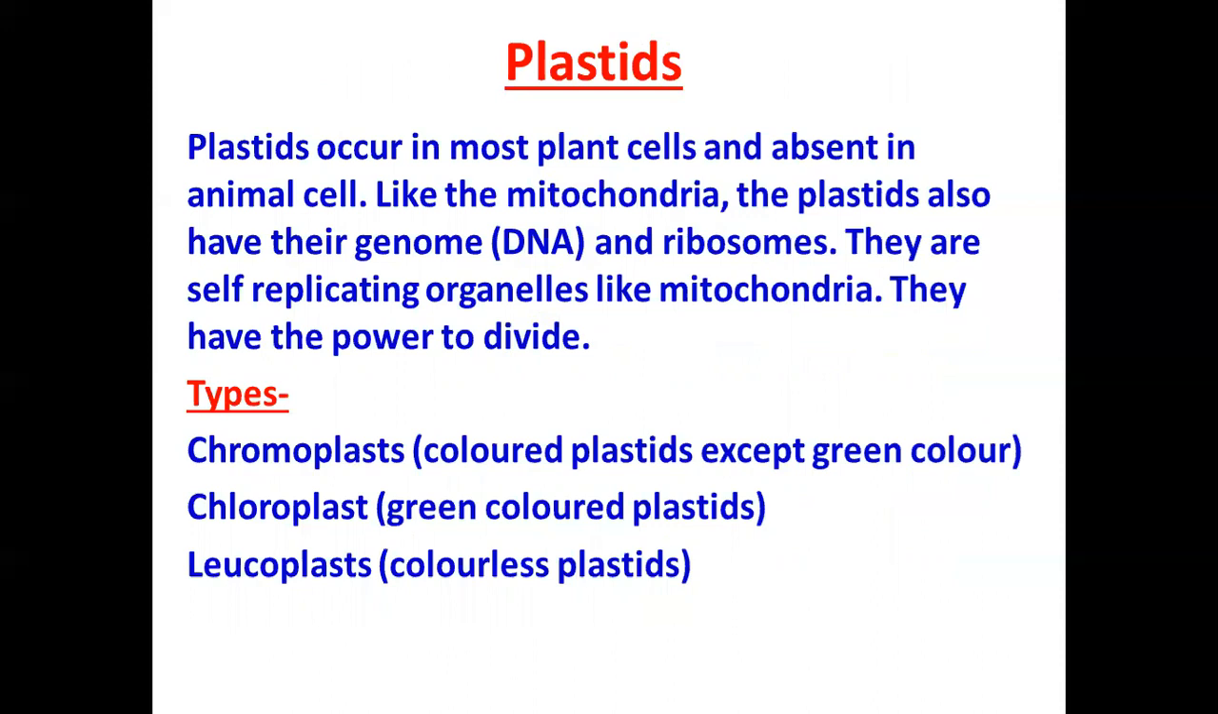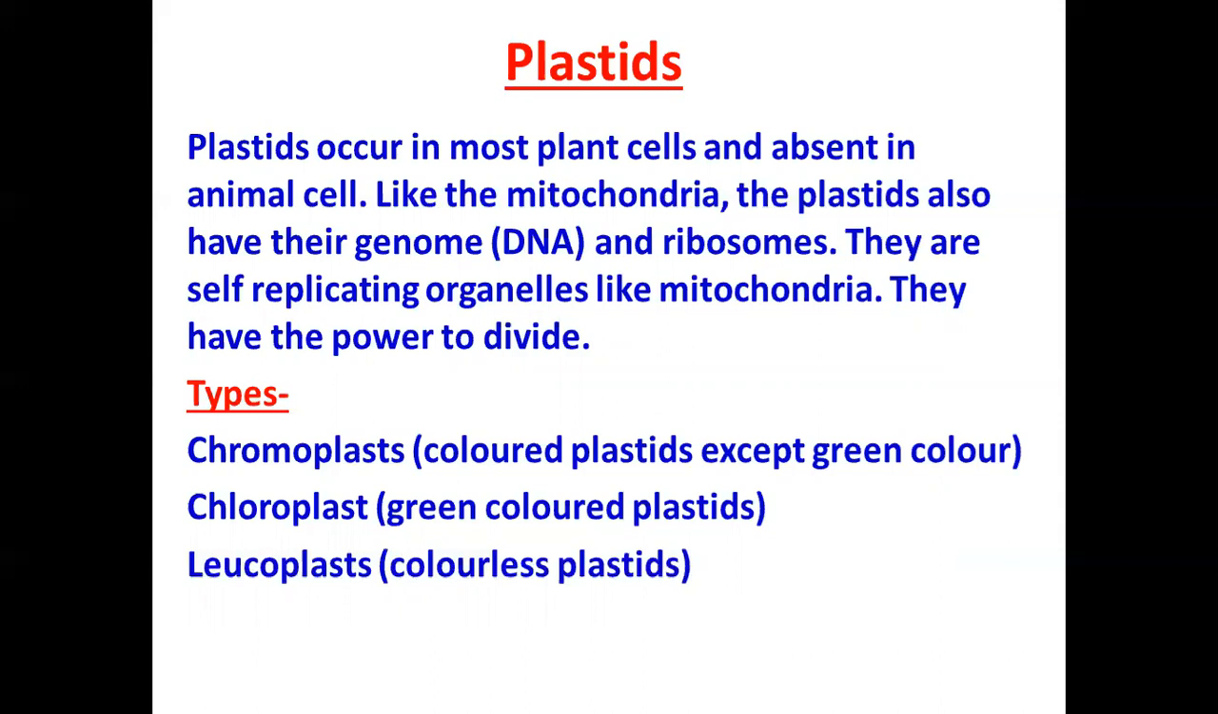Like the mitochondria, the plastids also have their own genome, DNA, and ribosomes. They are self-replicating organelles like the mitochondria. They have the power to divide. Plastids are of the following three types.